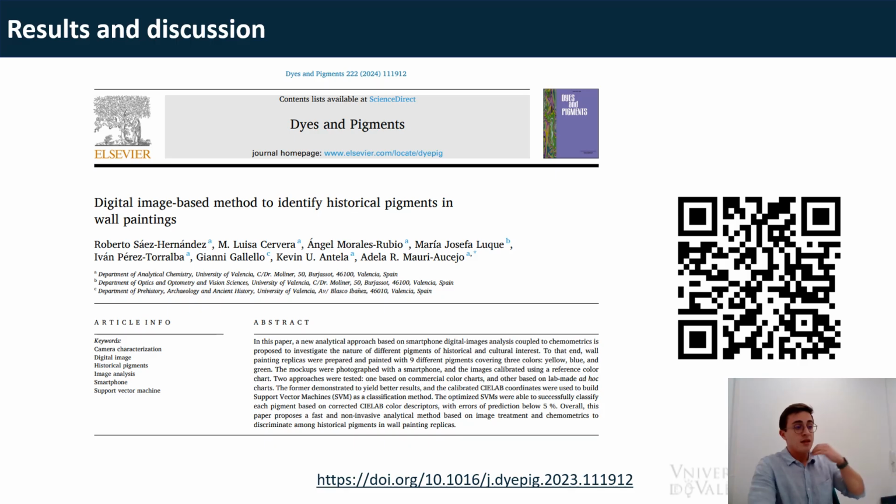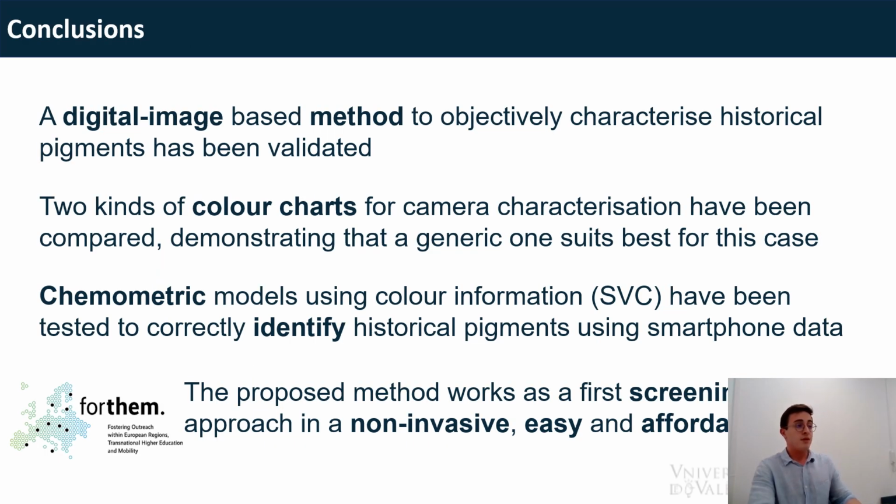So as I said, this is the work that we published, so if you want to check any details, you can find them there. And for concluding, we have developed a digital image based method to objectively characterize historical pigments in wall paintings. We tried two different color charts, and despite finding the tailored, ad hoc color chart a good idea, we found that it was way easier for us and for any restorer to use exclusively the commercial ones.